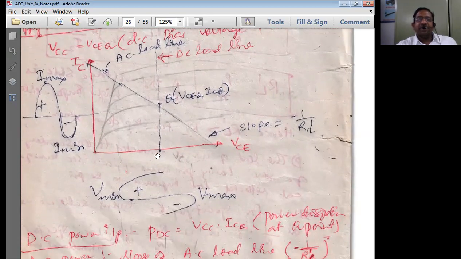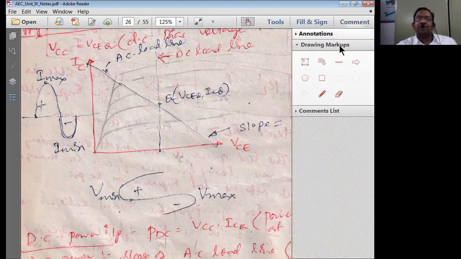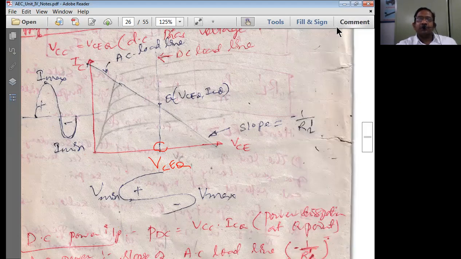That means the potential at this point becomes equal to this potential. This is nothing but VCEQ. It is going to be VCEQ for us. So this is the potential that we are going to have over here. So that means VCEQ is nothing but simply equal to VCC for us.